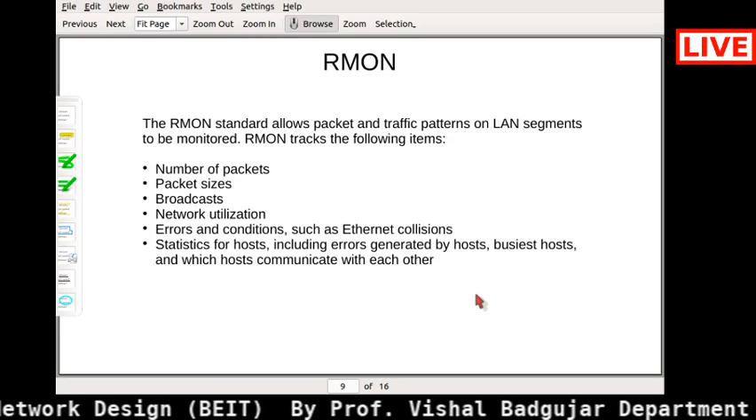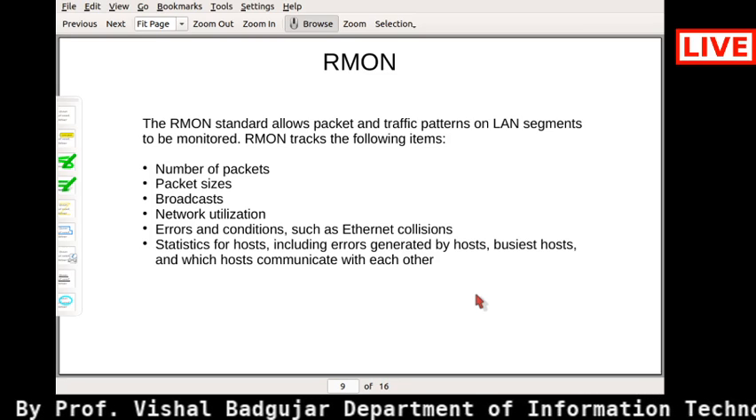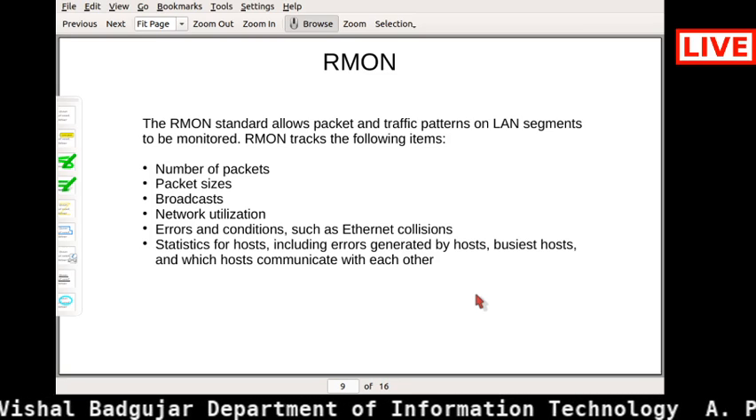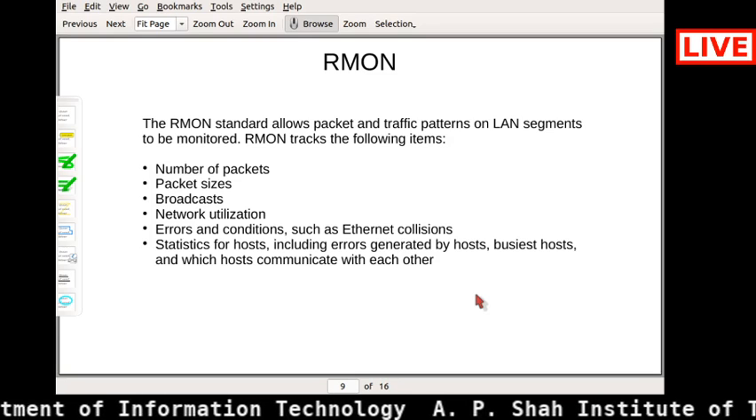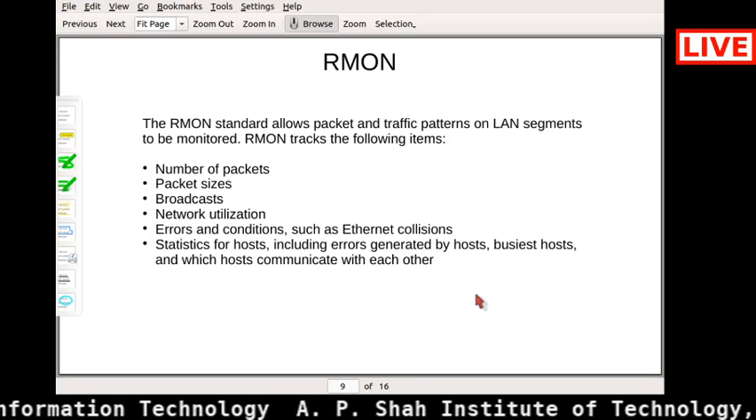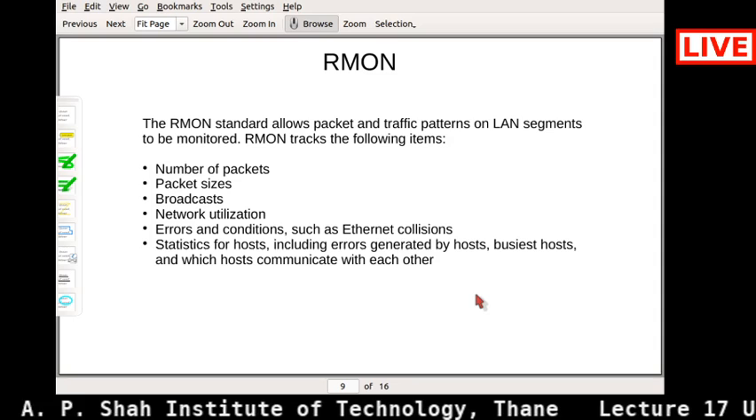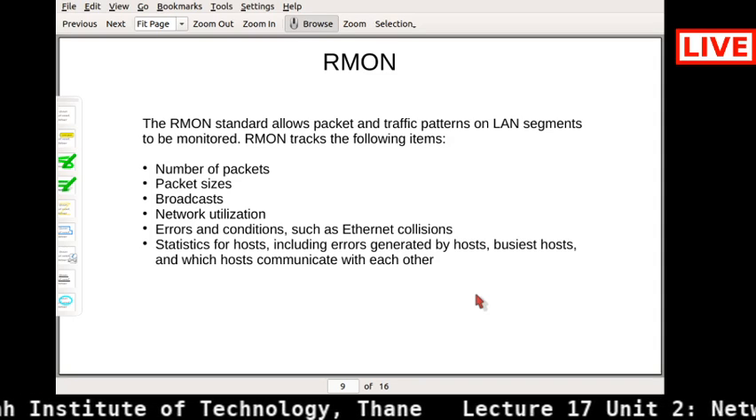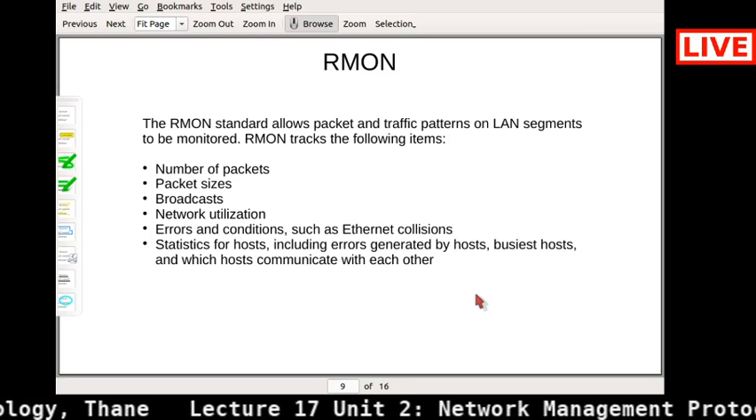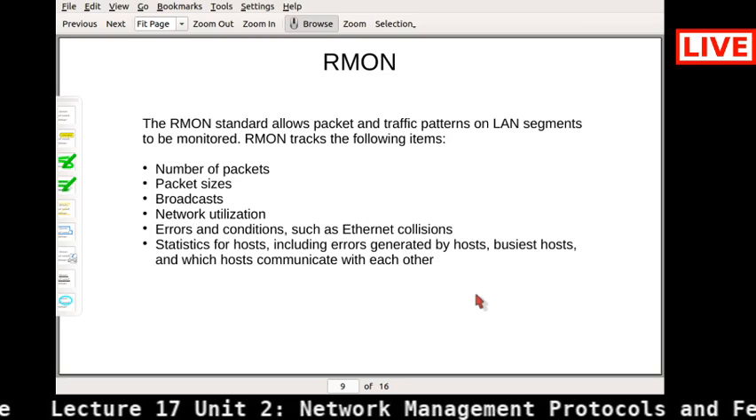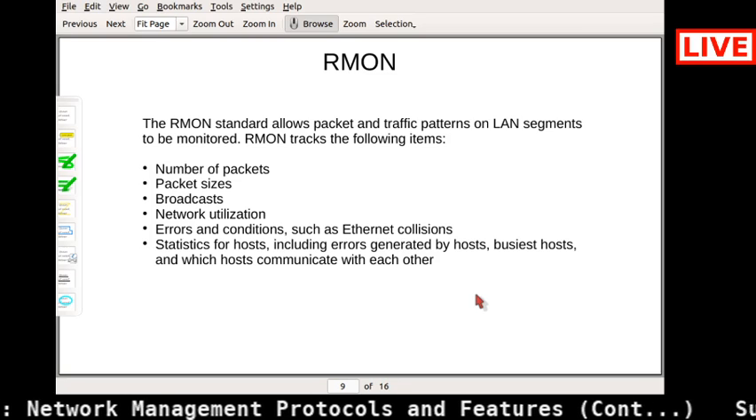So user-defined filters you can also apply in this remote monitoring. In short, you have already seen this Wireshark part. There are also different filters depending upon the different protocols, TCP, UDP and all those things. Traffic-based protocol, source IP based, and destination IP based filtering. All this kind of thing you can also do in RMON.